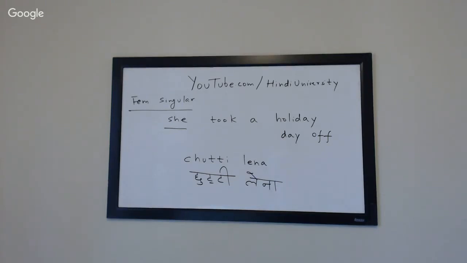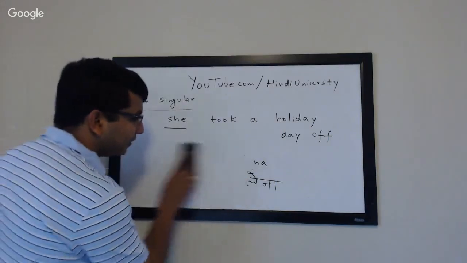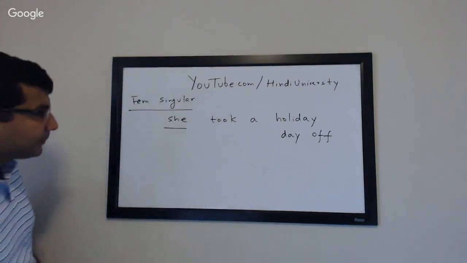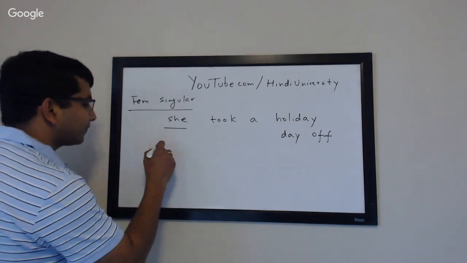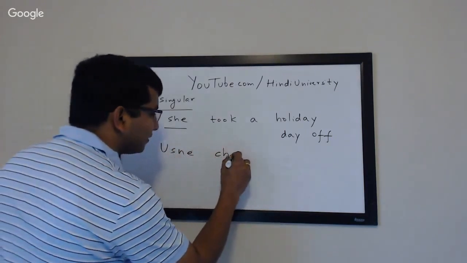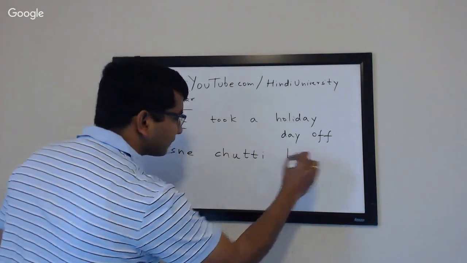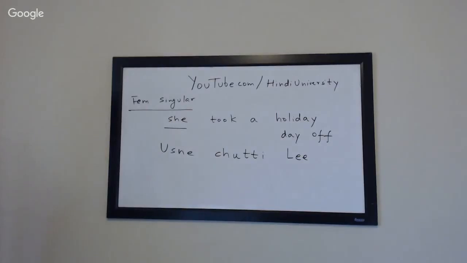Very good. So let's see how we will say this thing, right? So we will be saying usne, she took a holiday or she took a day off. We'll be saying usne उसने छुट्टी ली. Okay, simple. उसने छुट्टी ली, right?